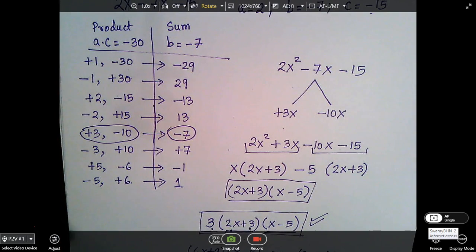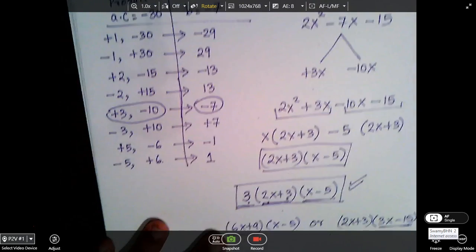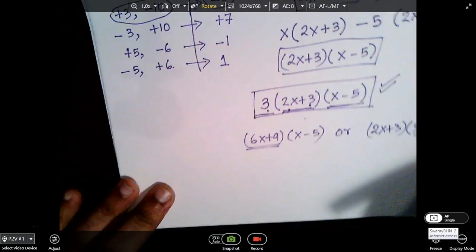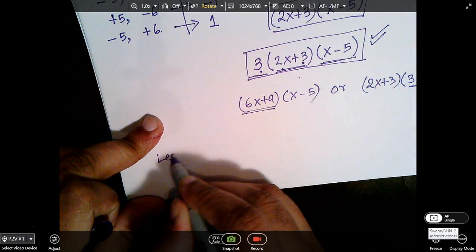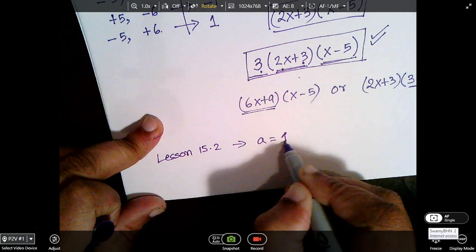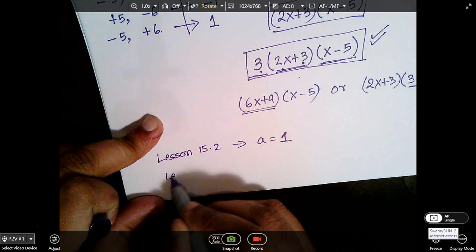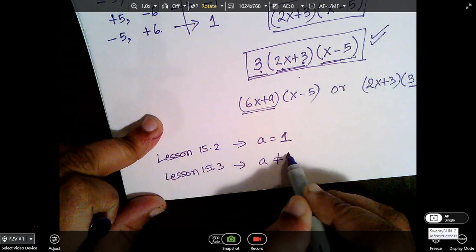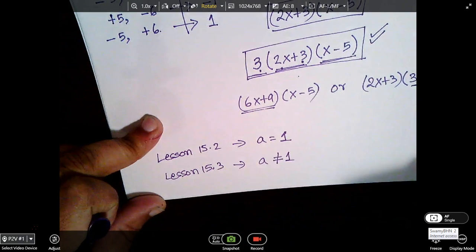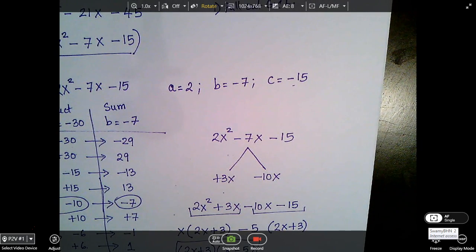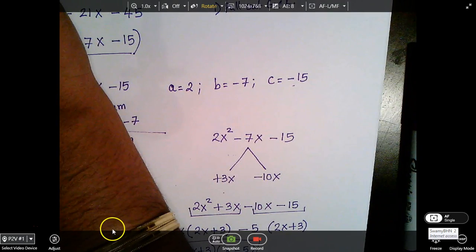Your lessons 15.2 and 15.3 deal with factoring quadratic trinomials. The only difference between 15.2 and 15.3 is that in lesson 15.2, your a is kept as 1. In lesson 15.3, your a is any number other than 1. That's the difference. But other than that, both are quadratic trinomials and you can follow this method to factor them.